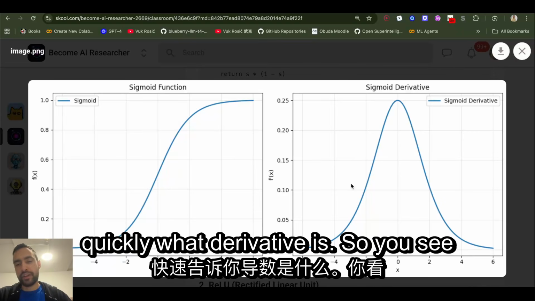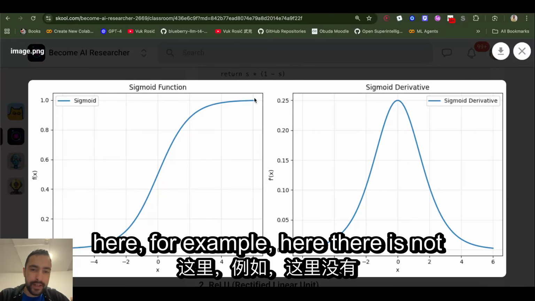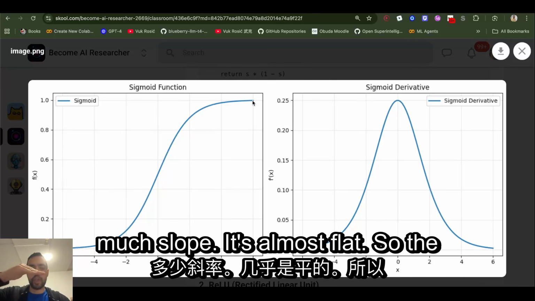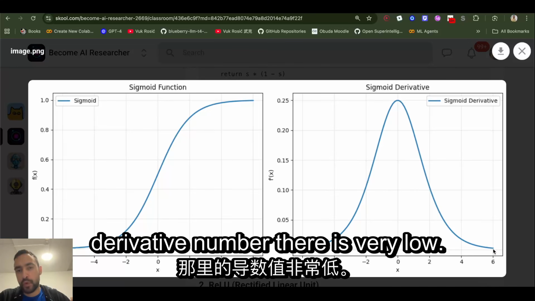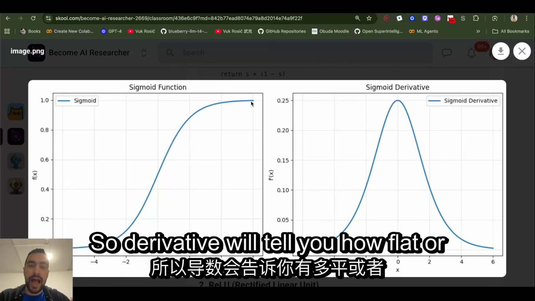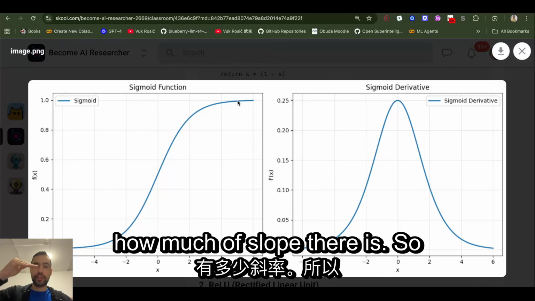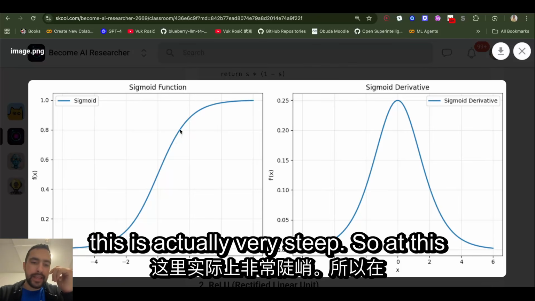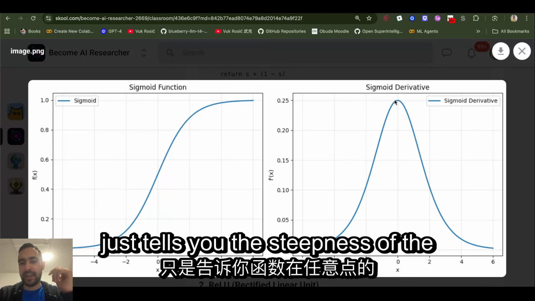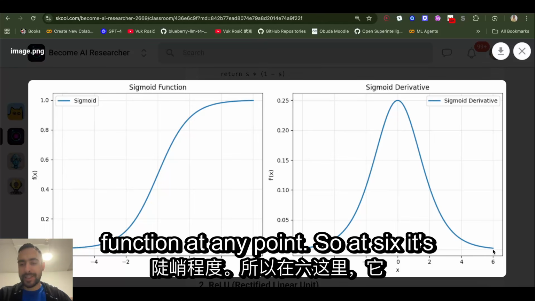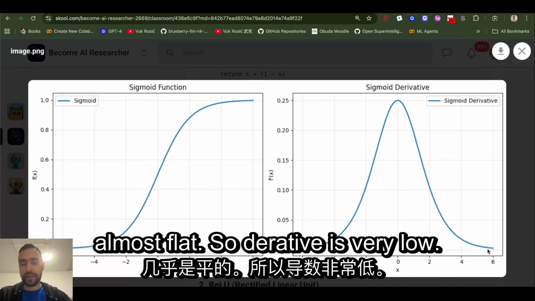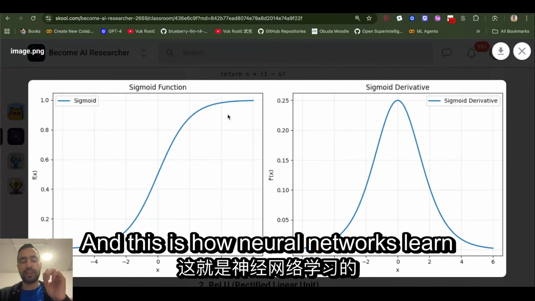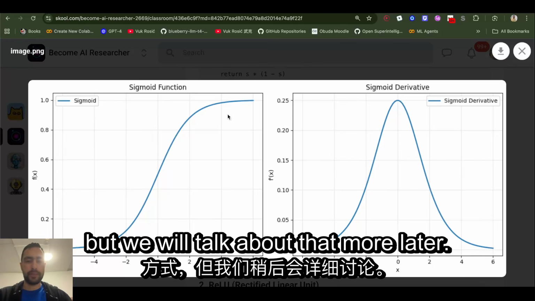And I'm going to tell you quickly what a derivative is. So you see here, for example, there is not much slope. It's almost flat. So the derivative number there is very low. The derivative will tell you how flat or how much of a slope there is. So this is actually very steep. So at this point, the derivative is very high. So it just tells you the steepness of the function at any point. So at 6, it's almost flat, so the derivative is very low. And this is how neural networks learn, but we will talk about that more later.